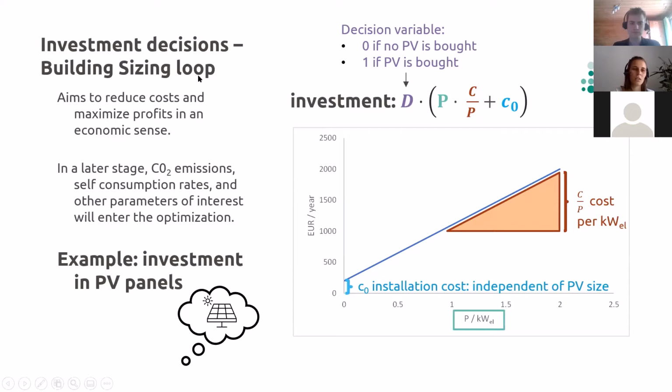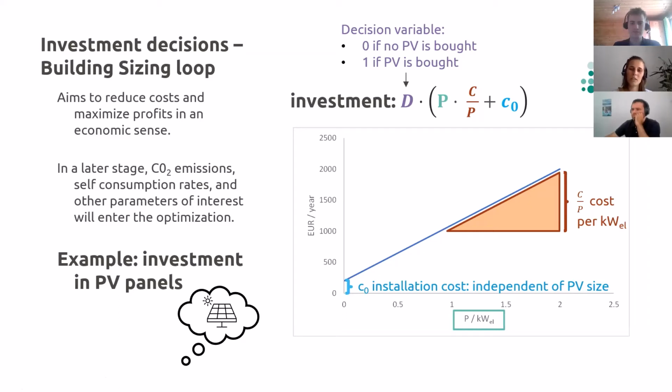So the main goal of the optimization is to maximize the profits and minimize the costs in an economic sense. So it's about money. Later on in the Y project, we will also think about CO2 emissions and self-consumption rates and things like that. But the most commonly used example is the economic one.